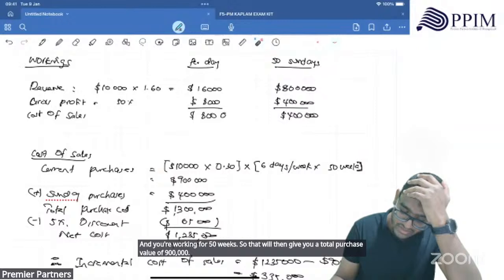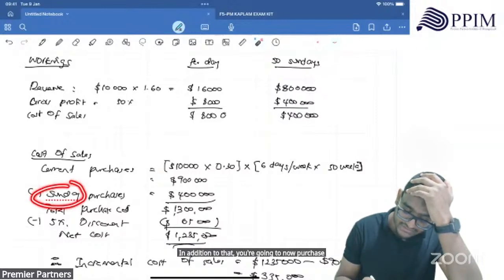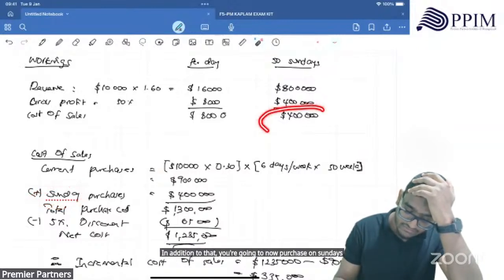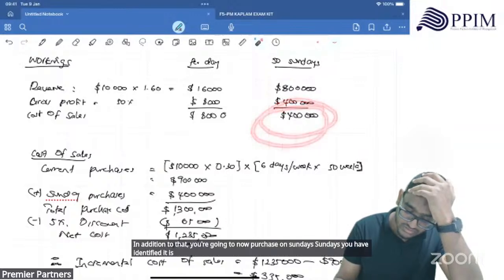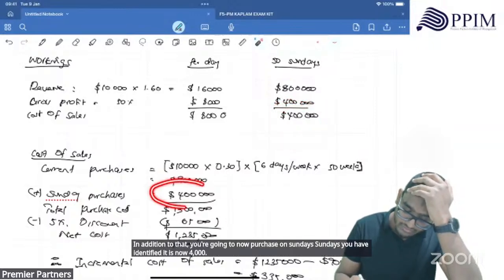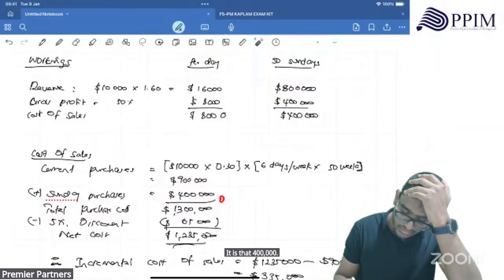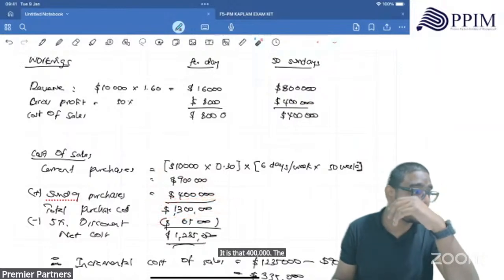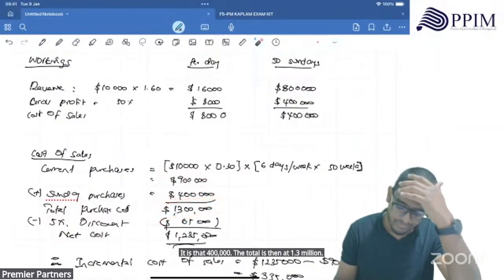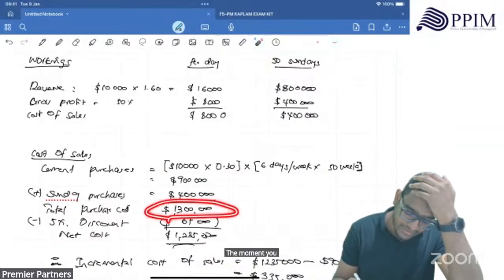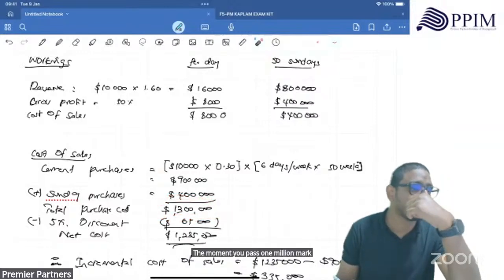In addition to that, you're going to now purchase on Sundays. Sundays you have identified, it is now 400,000. So bring that 400,000 here. The total is then at 1.3 million. The moment you pass 1 million mark, you get a 5% discount.